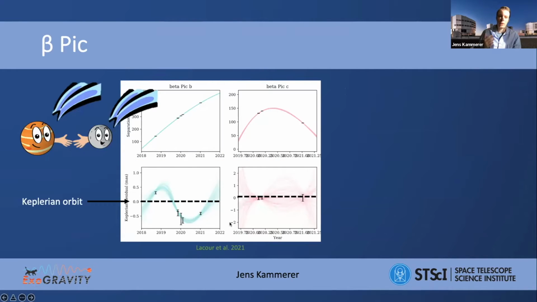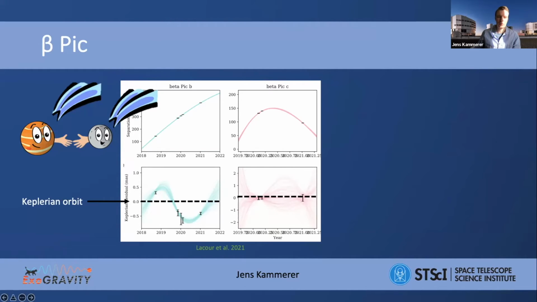Now, after taking a few astrometric data points of both Beta Pictoris b and c with GRAVITY, we of course could improve the constraints on their orbital parameters. And in fact, we now start to be able to see the gravitational influence of one planet on the other planet in the system.